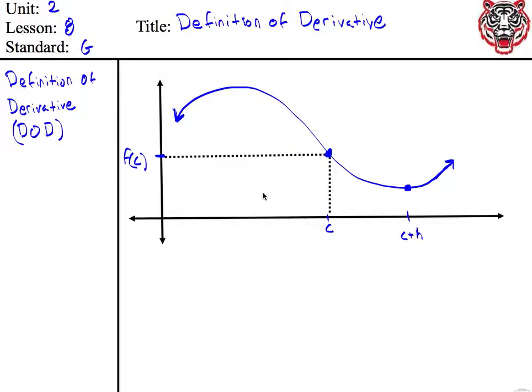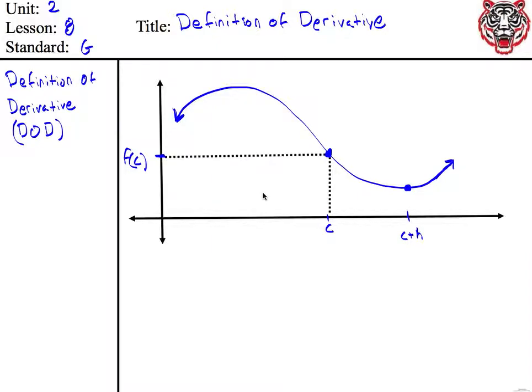All right, this is lesson 2-8. We are on the definition of the derivative. We have now switched standards. We are no longer on F, we are on G. What is standard G, class? Advanced derivatives, yeah. So we had basic derivatives for F, and now we are on to advanced derivatives.